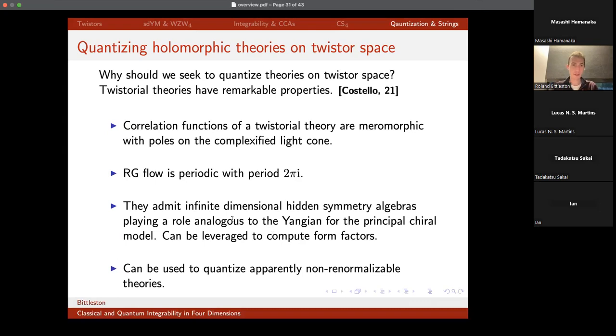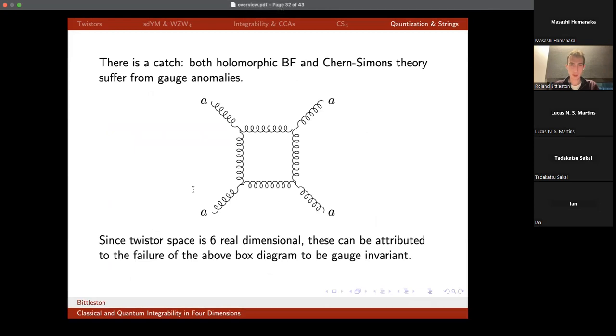Another reason we should care about these twistorial theories is that they have these infinite dimensional hidden symmetry algebras. We've seen that classically, and we're going to see that it also works at the quantum level. You can use that to compute things like amplitudes, and it can be used to quantize apparently non-renormalizable theories. So that's on the subject of the question we had slightly earlier. We'll come to that. First I'm going to talk about self-dual Yang-Mills, because as I said before, self-dual Yang-Mills is much simpler.